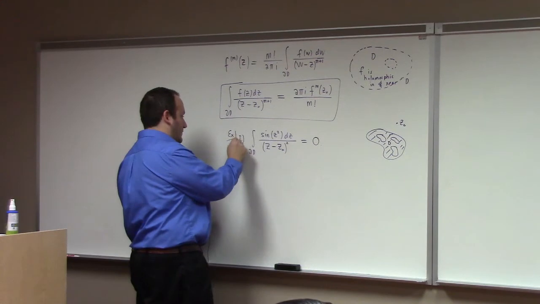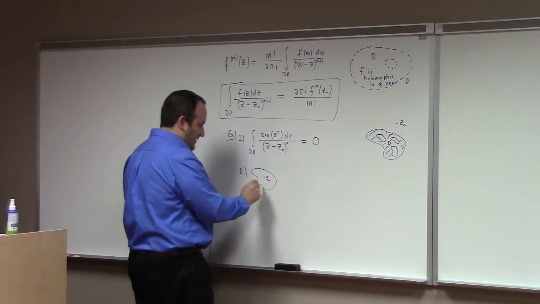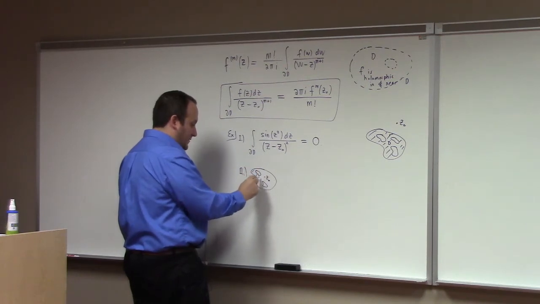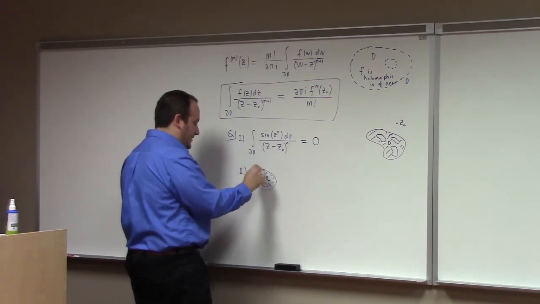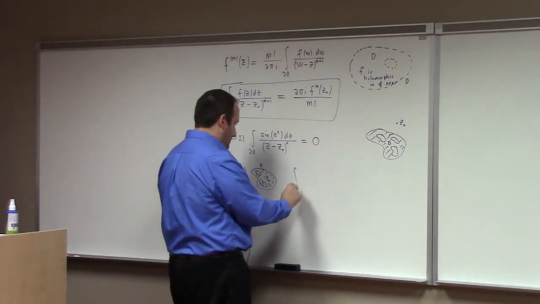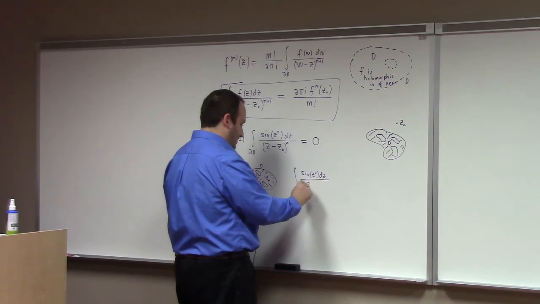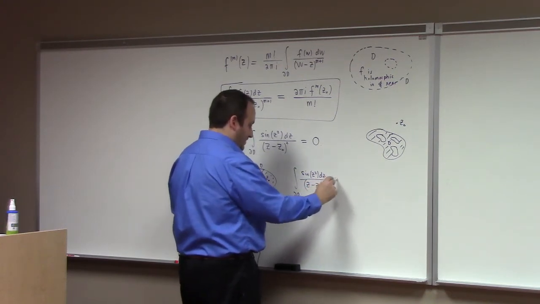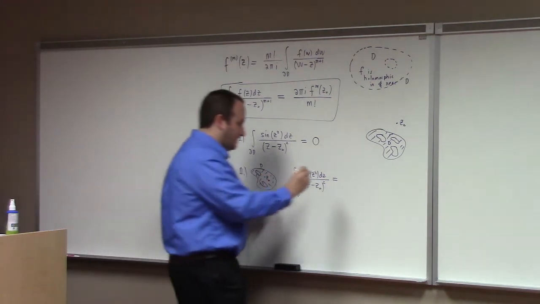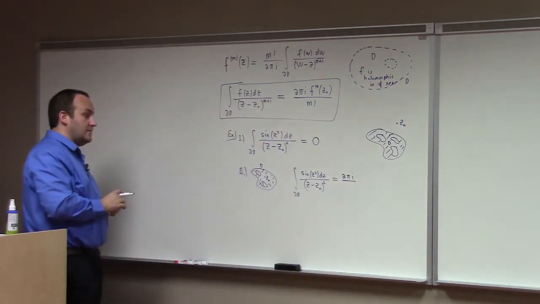So that's case 1. Case 2, let's say like this. z naught's inside D. D can have all kinds of holes. I don't care, whatever. D can be some kind of weird looking thing. The point is z naught is somewhere inside D. Then what's this equal to? We do 2 pi i divided by what?